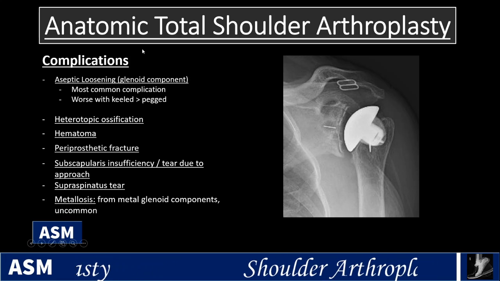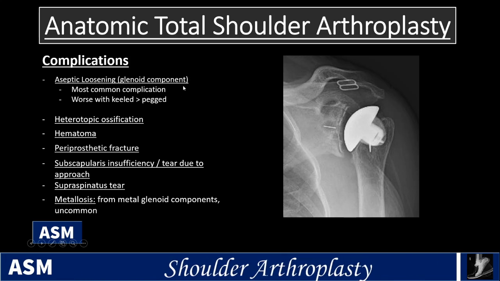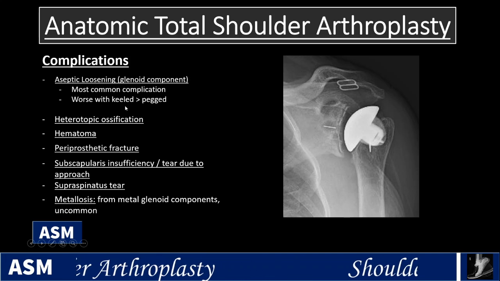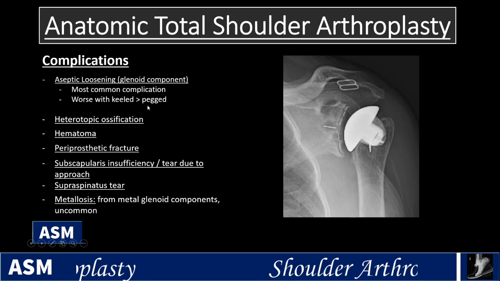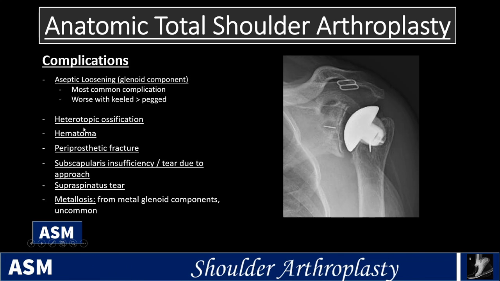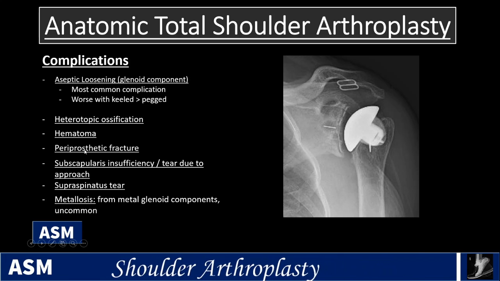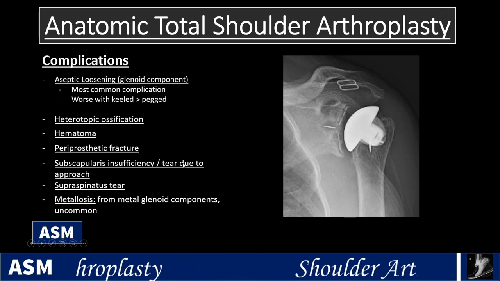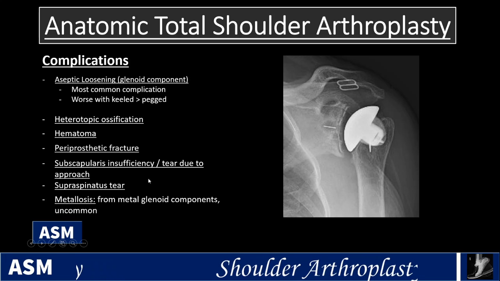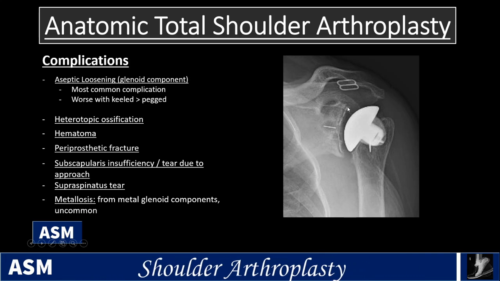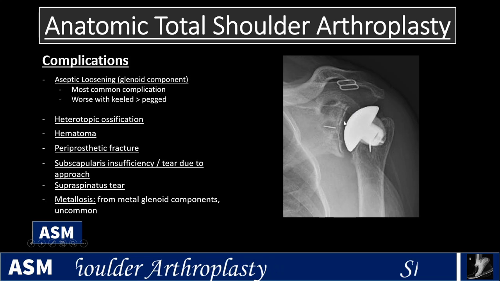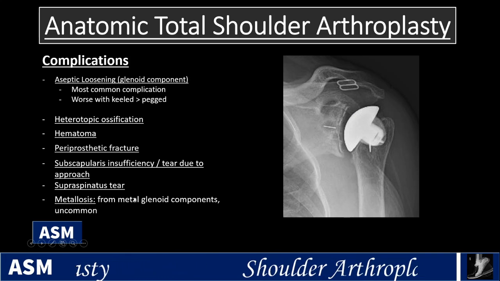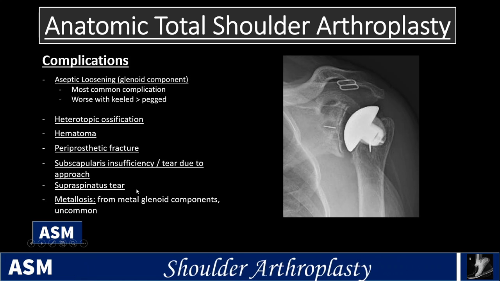So complications, the most common one is going to be aseptic loosening, typically of the glenoid component first. Later you may have humeral component loosening, again more common with the keeled versus the pegged configuration. And then some of the more common complications between the different types of implants: HO, hematoma, fracture, subscapularis insufficiency, ultimate tear of the supraspinatus tendon, which can lead to failure of the glenoid component by that rocking horse mechanism. And then metallosis can occur from any of them, especially if you've got metal-backed hardware or metal components that fracture.